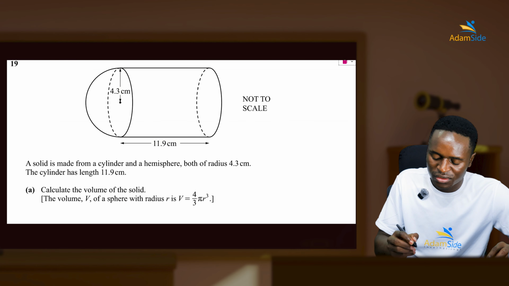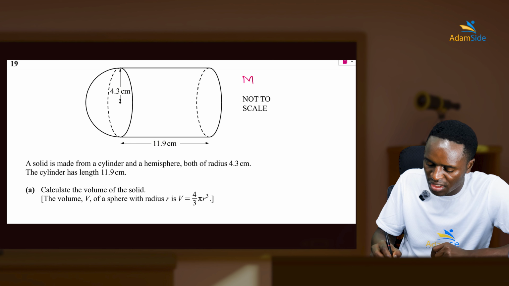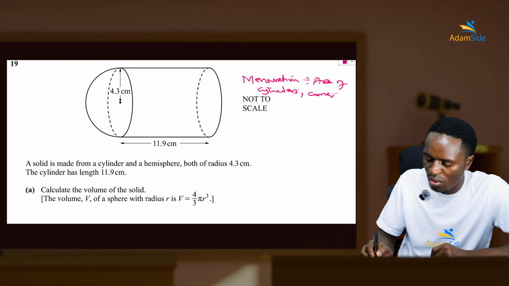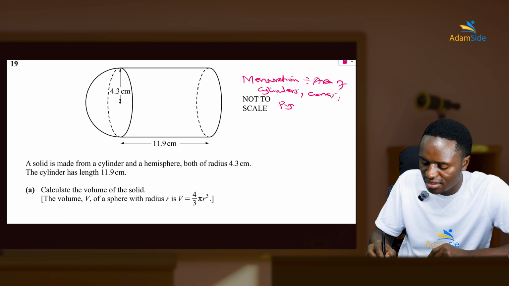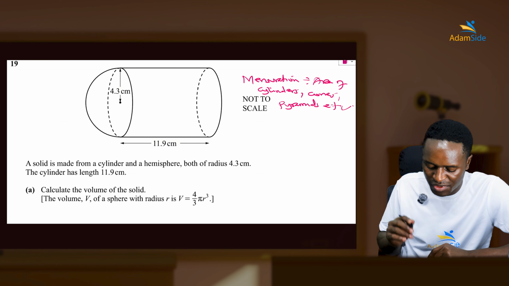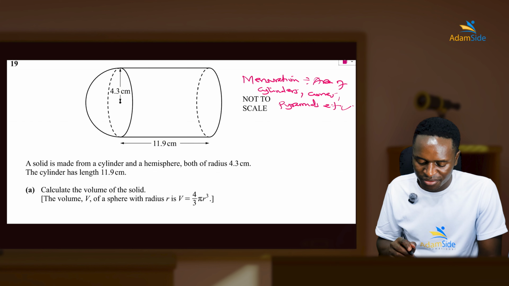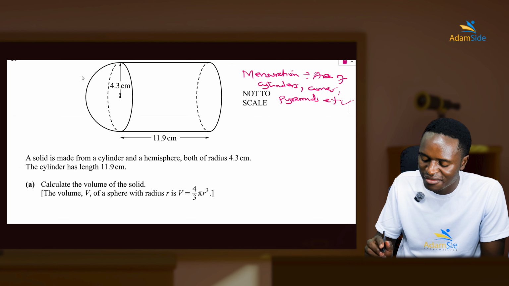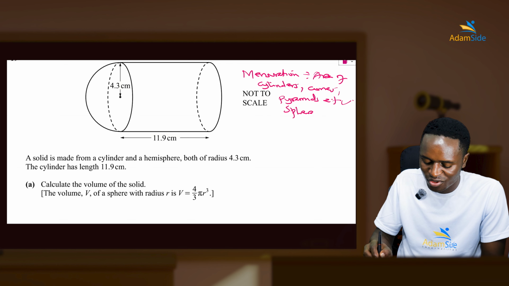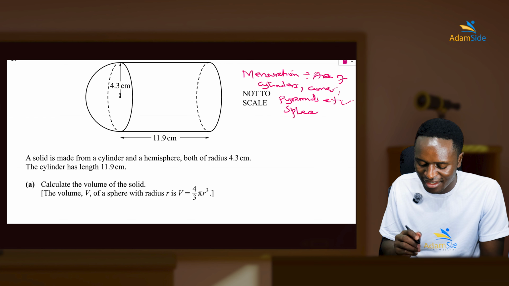Wow, this is called mensuration. In mensuration, we have area of cylinders, cones, pyramids, etc. But it's the same unit. Now sphere, yeah, we also have sphere there. So it is mixed, but here you just have a hemisphere, a half of it. So we just need to use the formulas.